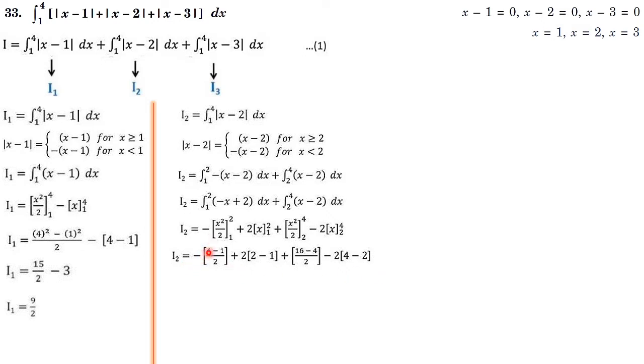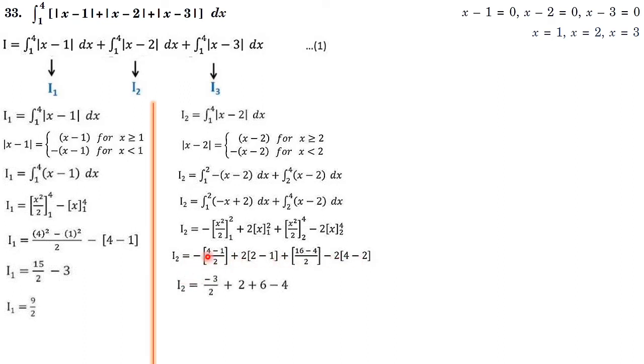I2 is equal to minus, here 2 square is 4 by 2, then minus 1 by 2. When we take 2 as common LCM, 4 minus 1 by 2. You can do this mental calculation, not a problem. Then 2 into upper limit minus lower limit, 2 minus 1. Plus here same thing, LCM and substitution together we are doing: 16 minus 4, 2 square is 4 by 2, minus 2 into 4 minus 2, upper limit minus lower limit. You do it your own way, it's not a problem. If it is necessary to write some more steps, you can write, it's not an issue.